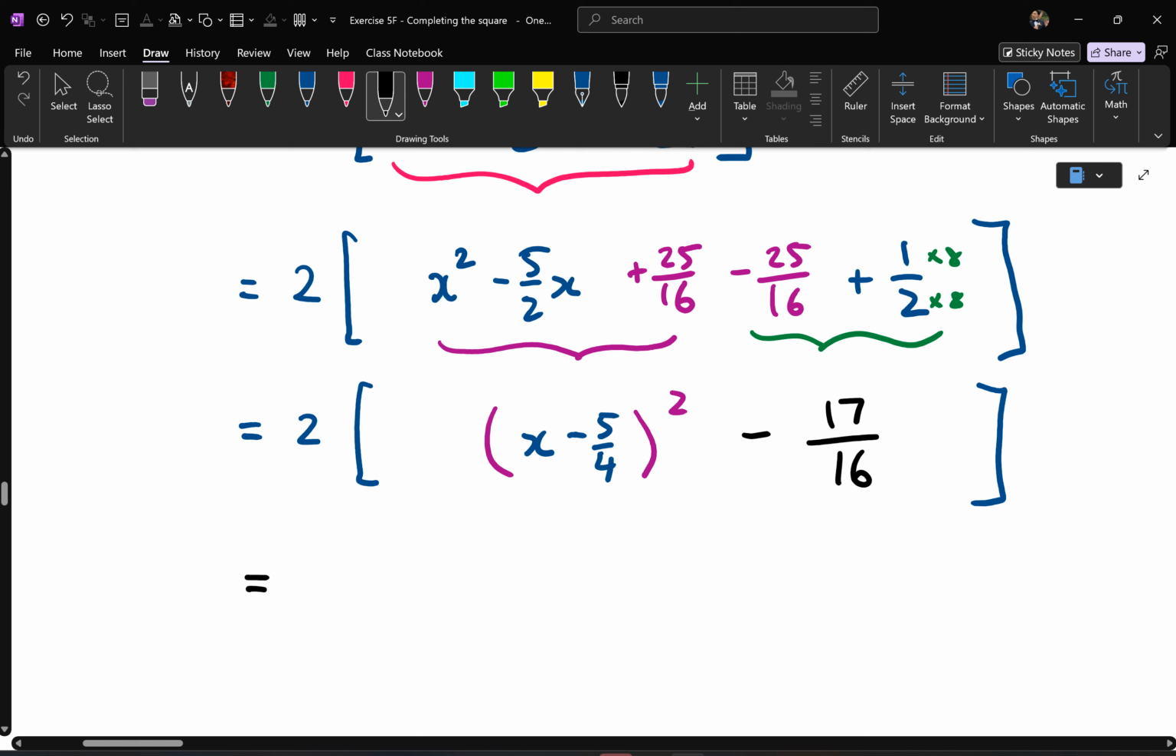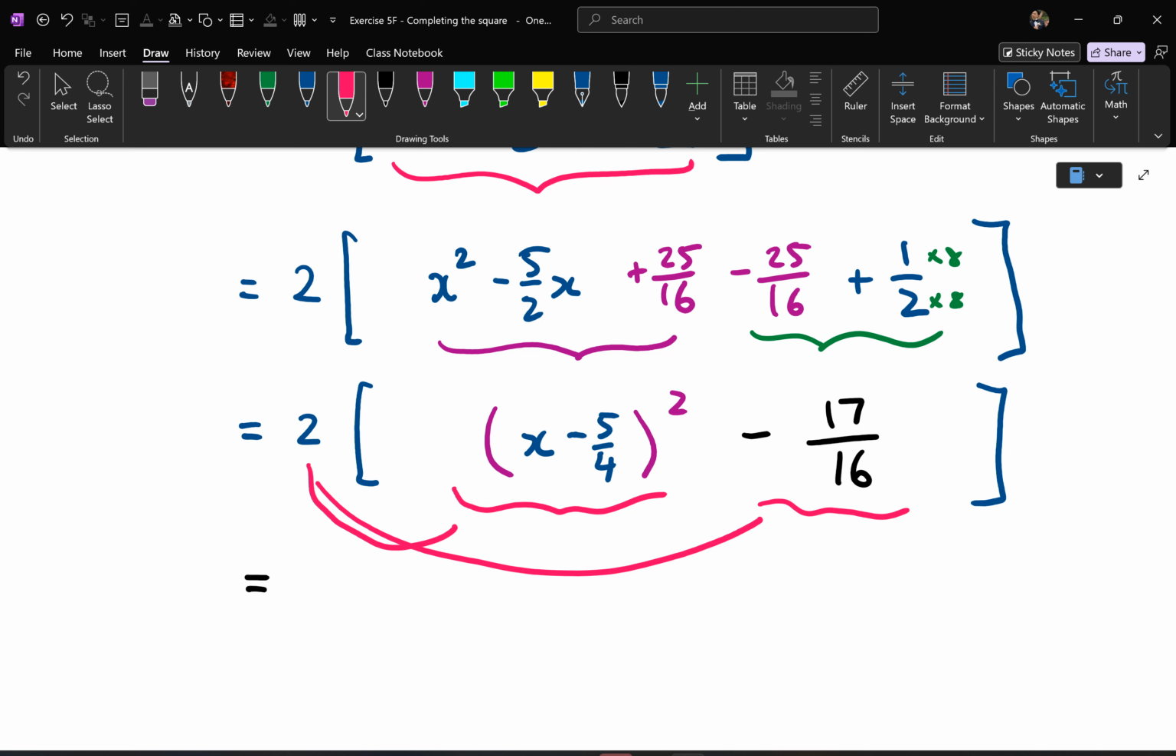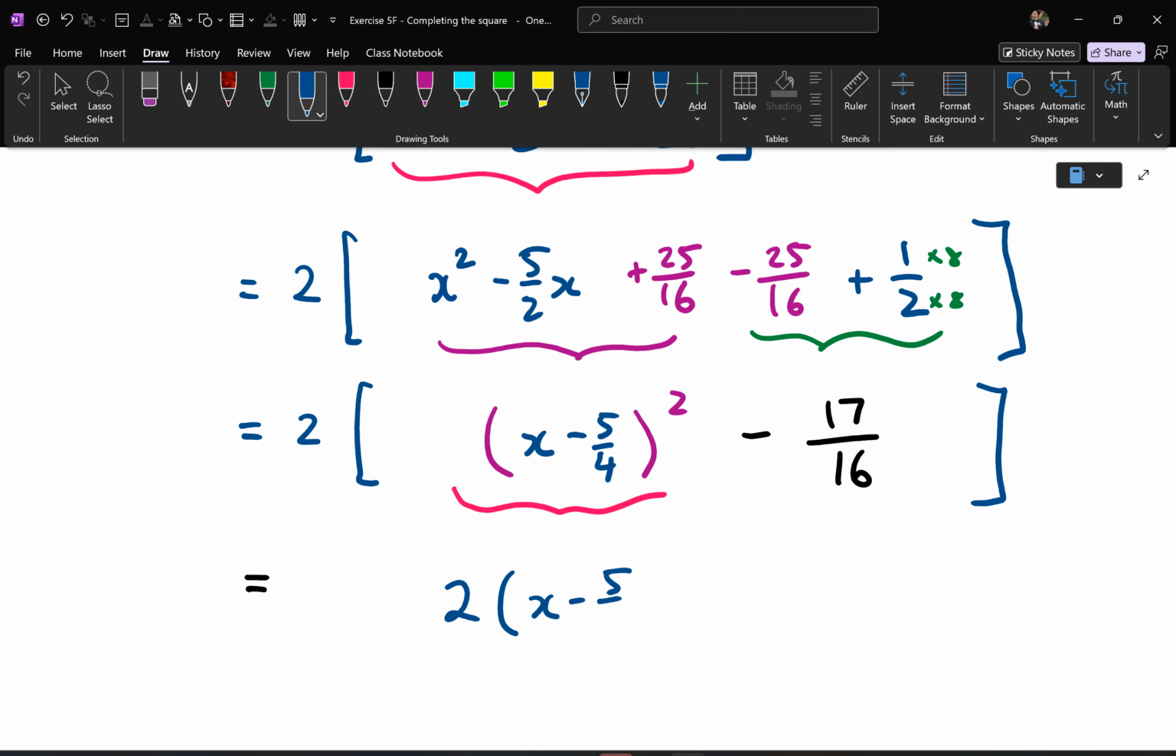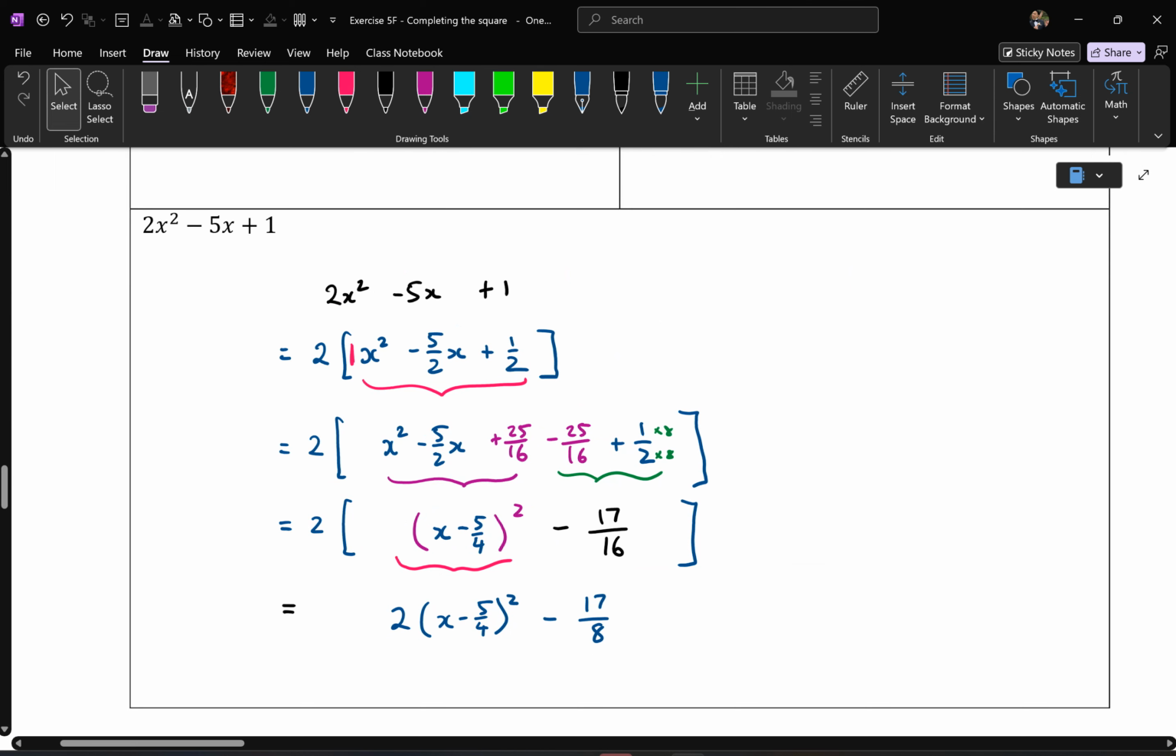Almost done. Last bit. See, notice how you've got two terms in the brackets? Expand it. 2 times this term and then 2 times this term. If you do that, you should now get 2 bracket x minus 5 on 4 squared. And the 2 times the negative 17 on 16 becomes minus 17 on 8, because the 2 and the 16 cancel out. That is now completing the square.